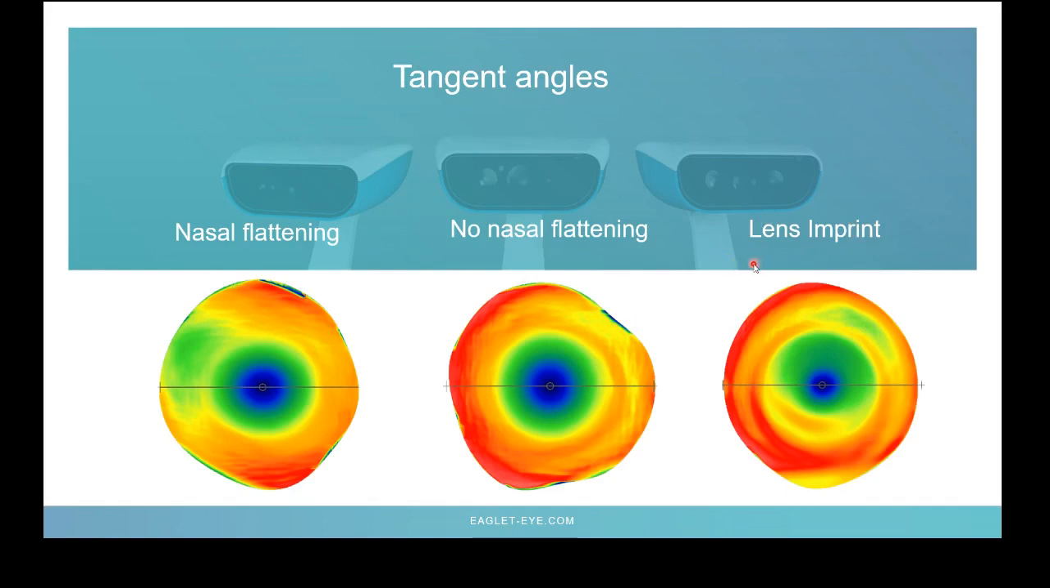The last one is interesting because this is a lens imprint. Then you often see a ring shape appearance, which is flatter than all the area around. And you may see this when the lens has not been removed too long ago. So I always recommend to check it, so that you have a feeling for whether I have to wait before I take a new measurement or when I start fitting new scleral lenses.